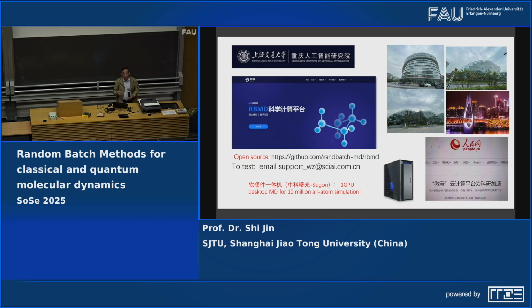So we have actually open sourced the random batch simulator. It's on GitHub. If you are interested, here's the address. And if you want to do a test, you just email this address.